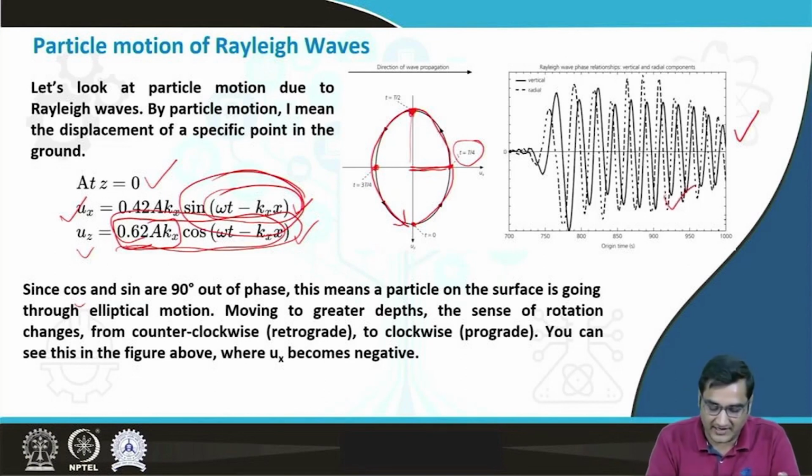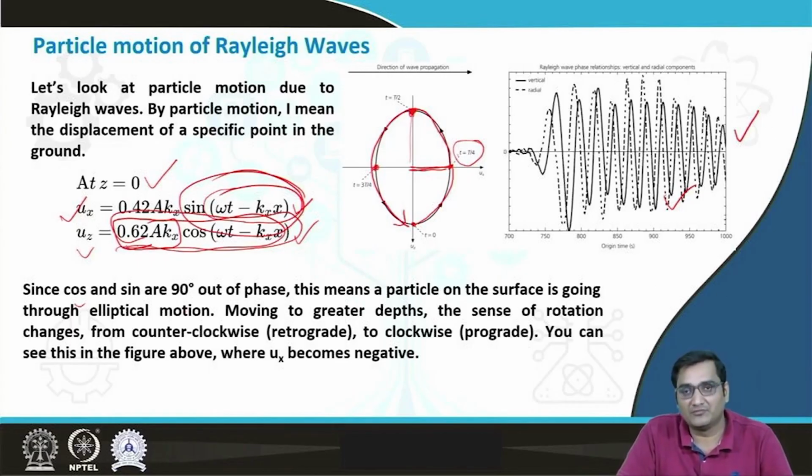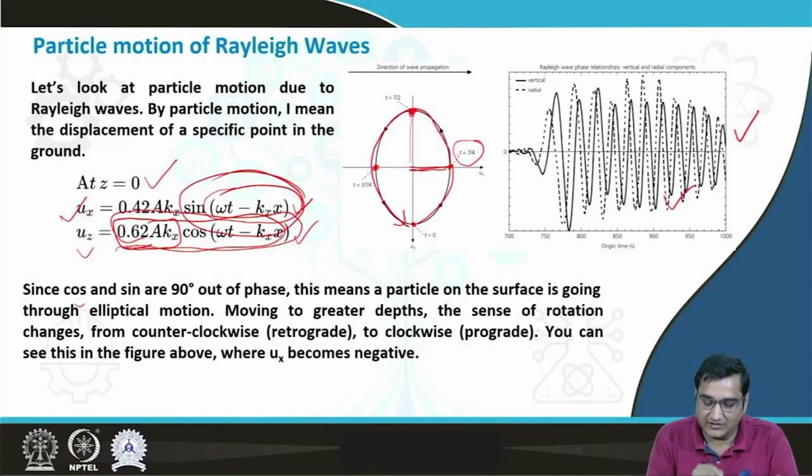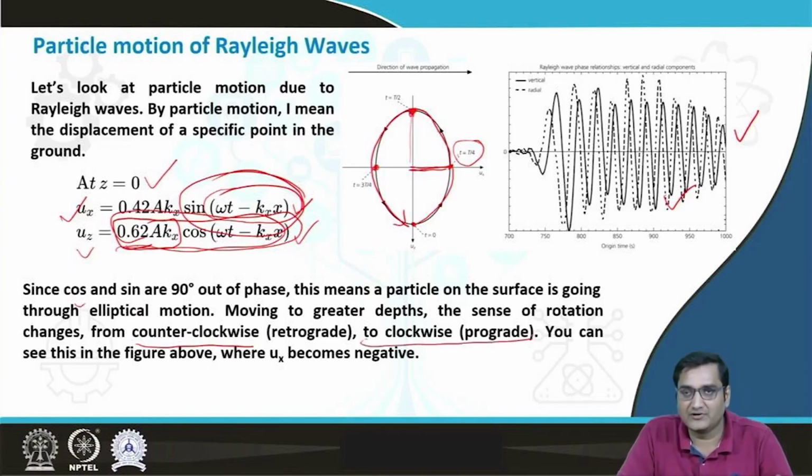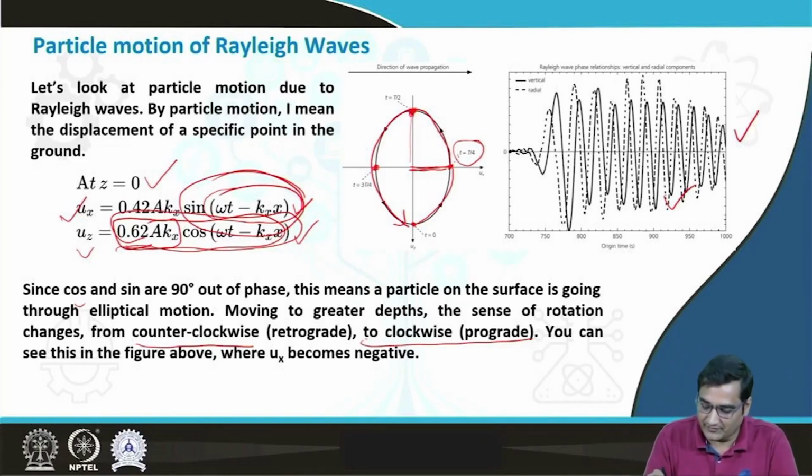Since cos and sine are 90 degrees out of phase, a particle on the surface is going through elliptical motion. Moving to greater depth, the sense of rotation changes from counterclockwise to clockwise. That means near the surface, the particle will have counterclockwise motion, opposite to the direction of propagation of the wave, that means a retrograde elliptical motion. And if you are going to a deeper portion of the earth, the particle motion as the Rayleigh wave travels will be clockwise, and that means the prograde elliptical motion. That means the particle will be moving in the direction of propagation of the wave.